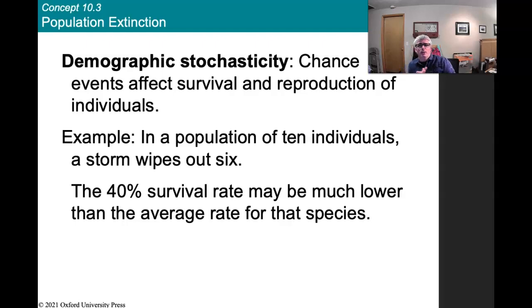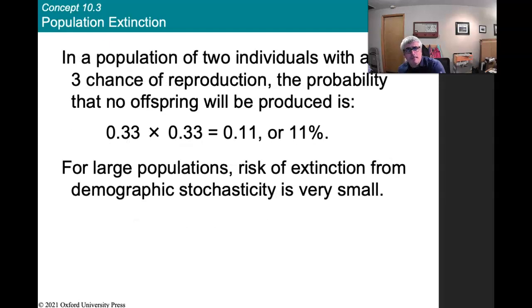Demographic stochasticity is the chance events affecting survival and reproduction of individuals. An example: in a population of 10 individuals, a storm wipes out 6. The 40% survival rate may be much lower than an average rate of the species. So a random chance event happens to wipe out a bunch of individuals in the population.